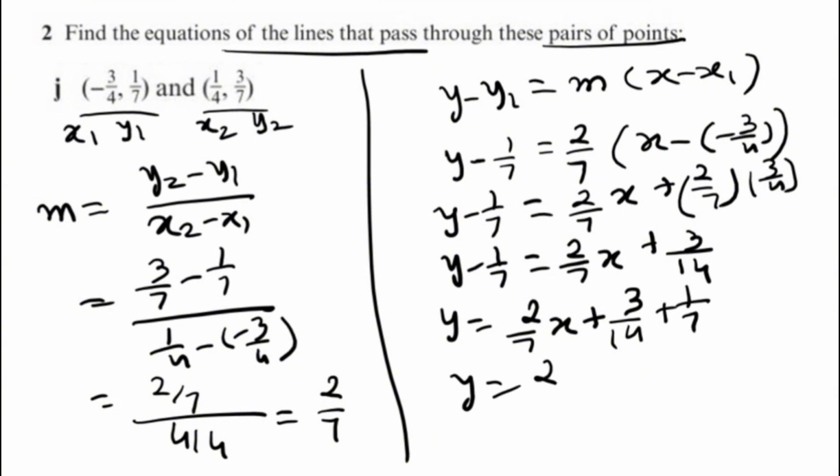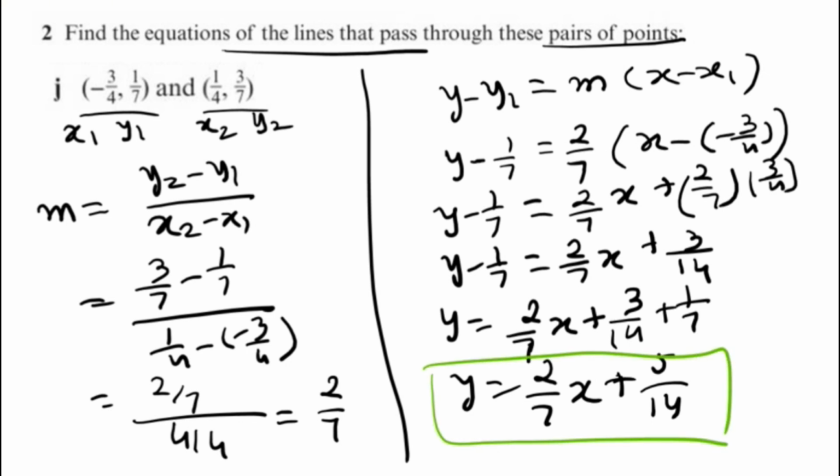So y is equal to 2 over 7x, and when you take an LCM here, your final answer is 5 over 14. You can use a calculator to simplify the fractions. So our equation of line for these two coordinates is y equals 2 over 7x plus 5 over 14.